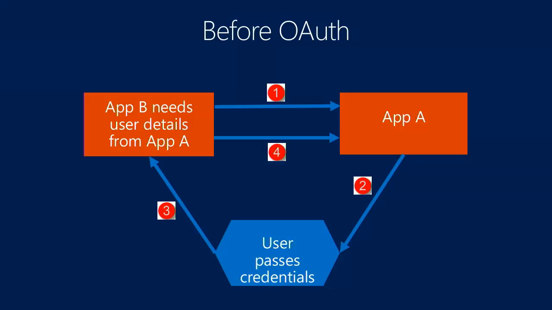And that's why OAuth came along. So what happens in OAuth is you authenticate over here, and you get a token. The token is proof of your authentication. Application B only gets the token. It never, ever sees your credentials.